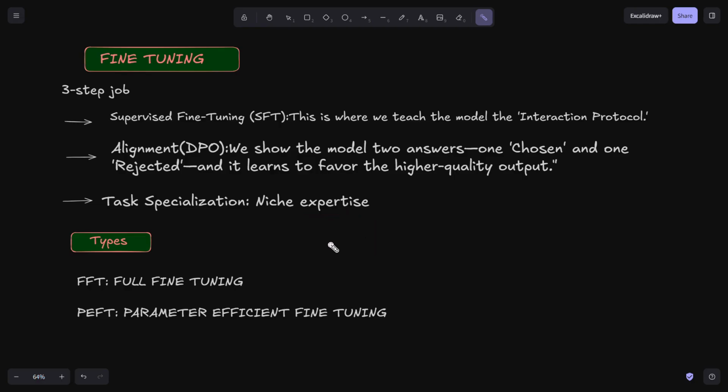Now there are types of fine tuning. The first one is full fine tuning, which is to retrain around 70 billion parameters again. And then there is parameter efficient fine tuning, where we play just with the head layers.